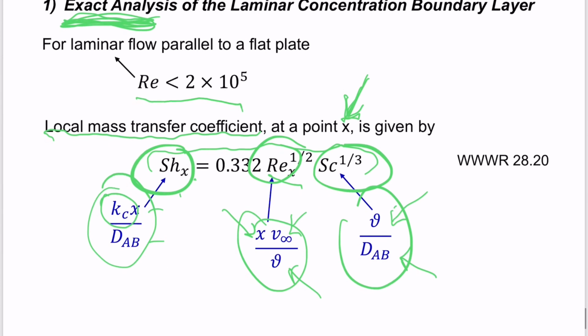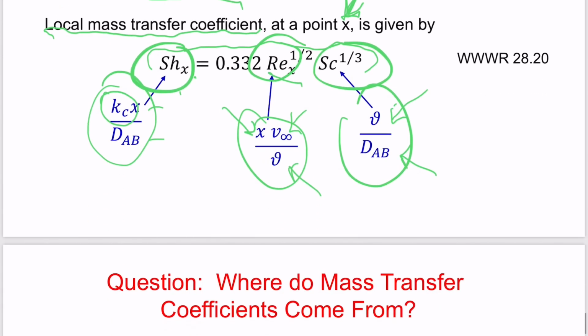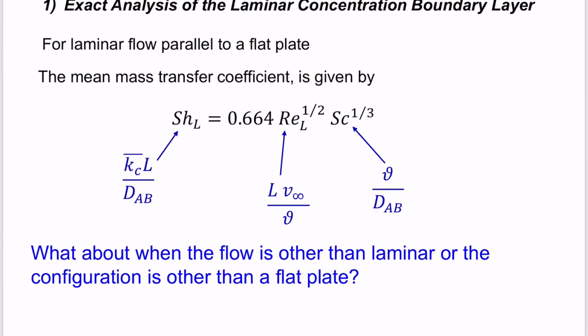That is, by the way, at location X. If you want the mean from 0 to L, then the relation is just a little bit different. It's actually twice the other. Only now the Reynolds number is based on L as the characteristic length. The Schmidt number doesn't change. Nothing else changes. V infinity doesn't change.